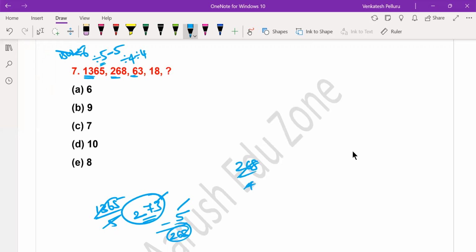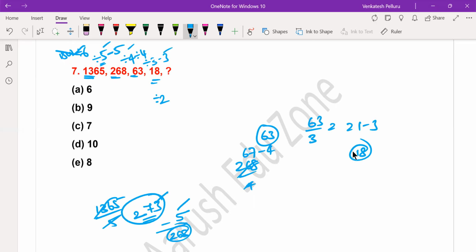268 by 4, 4 6s are 24, 4 7s are 28. 67 minus 4 gives you how much? 63. Then obviously it has to be divided by 3 minus 3. 63 by 3 is 21. 21 minus 3 is equal to 18, which is given over here. So to get the final answer, I have to go for 2, because 5, 4, 3, obviously it has to be 2, no, divided by 2 minus 2. So 18 by 2 is 9. If I subtract 2 from it, again, the overall answer stands out to be 7. So option C is the correct answer for this question.